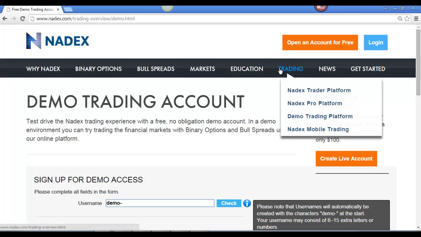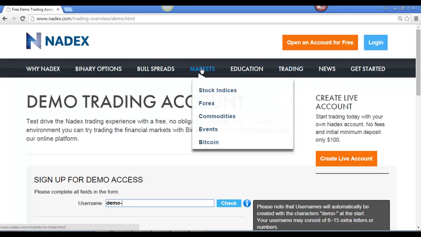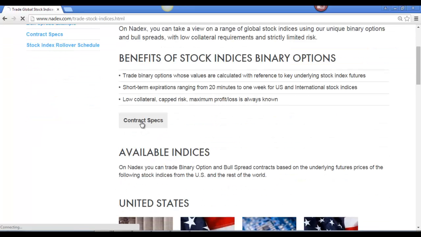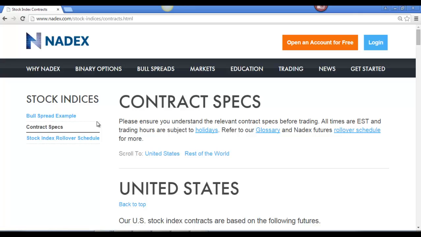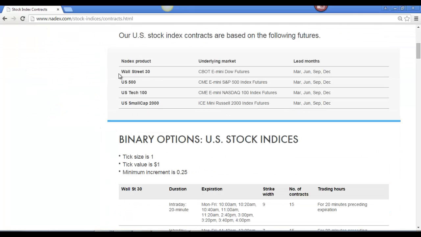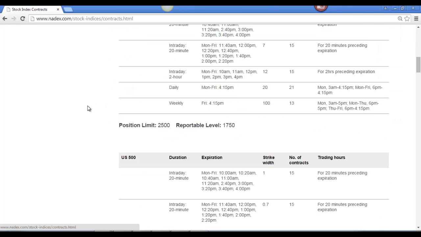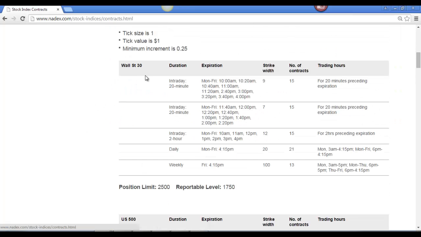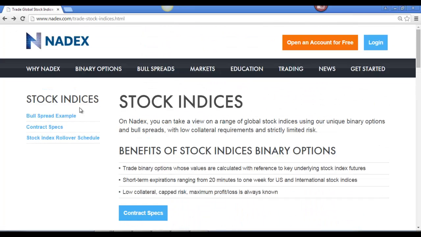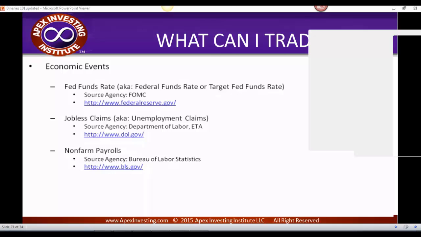Okay. Right here under markets, you can go to stock indexes if you want to see them, and right here contract specs, and right here it'll show you all the ones I just listed. Wall Street 30, US 500, and it shows you everything. They've got 20-minute binaries expiring at these days and times. Here's the number of strikes, number of contracts, intraday, 2-hour, daily, weekly. You can see all the information about all that right there on the Nadex website. Okay, and we'll go back to that a little bit more in just a second.